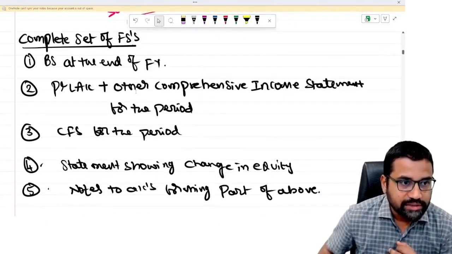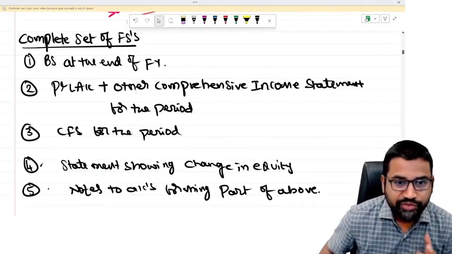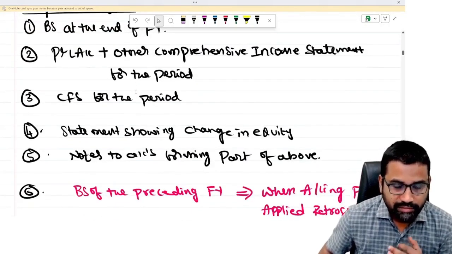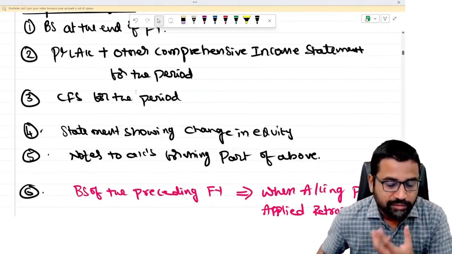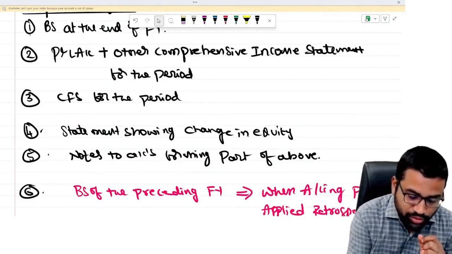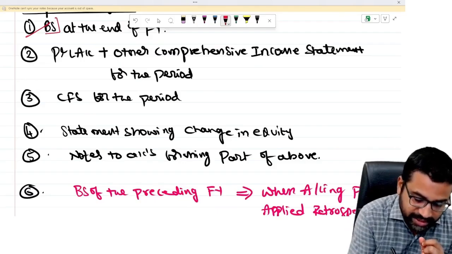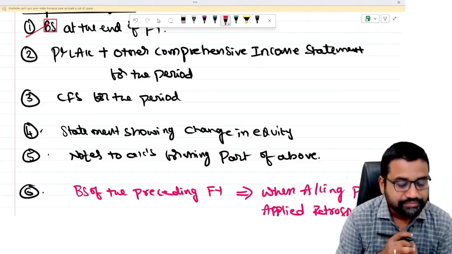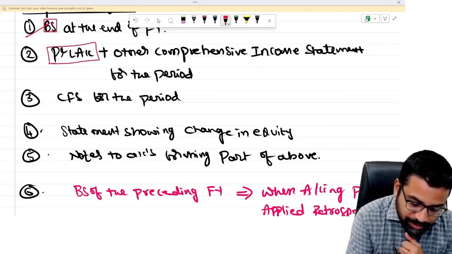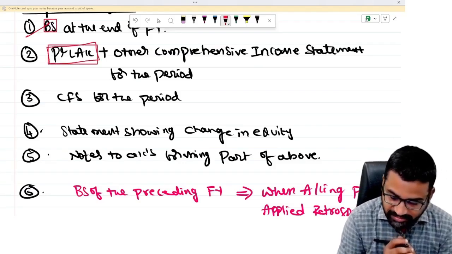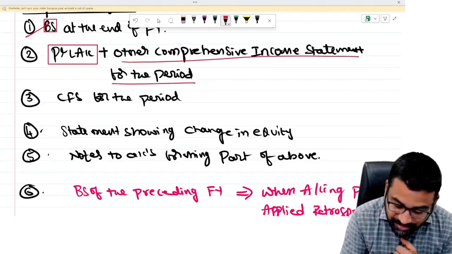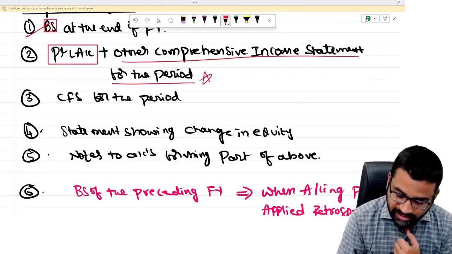Okay. Next, complete set of financial statements. If you read Ind AS 1, what are the financial statements? Financial statements include the following. First, the balance sheet, as at the end of the financial year. Then the P&L account for the financial year, and the other comprehensive income statement for the period. This is very, very important.